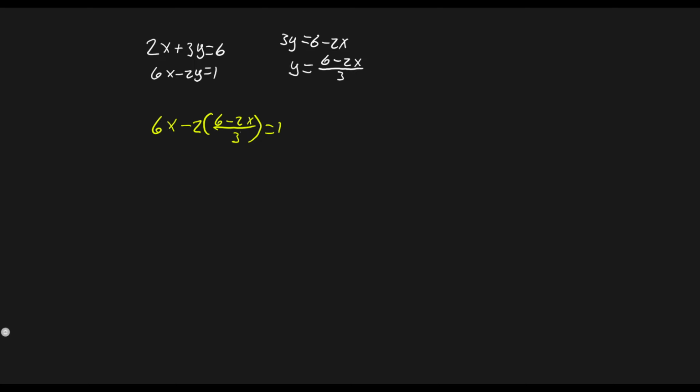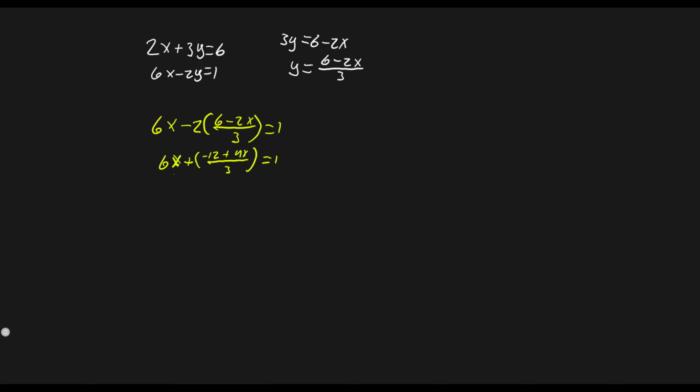And now we just have to solve for x. We have to go ahead and distribute first and simplify, so it's much simpler. So we will distribute the negative 2 into what's inside the parentheses. So we get 6x plus negative 12 plus 4x divided by 3 is equal to 1.